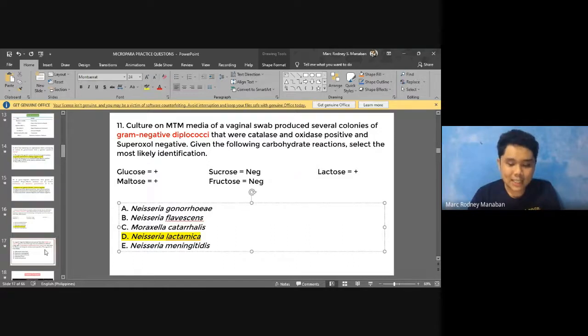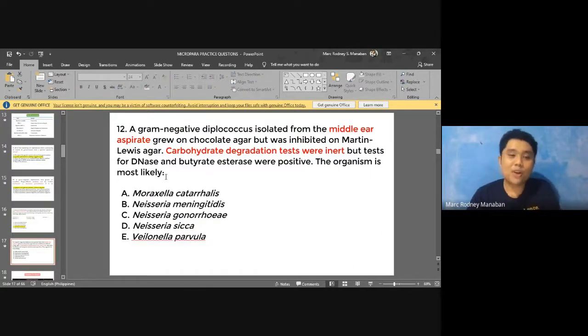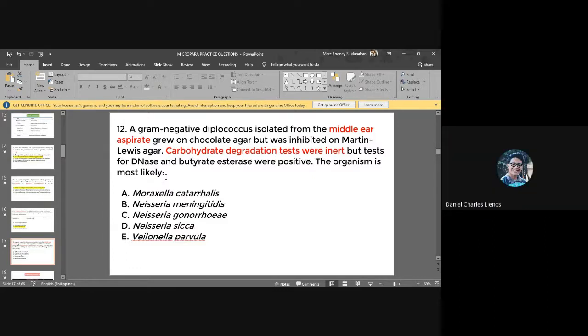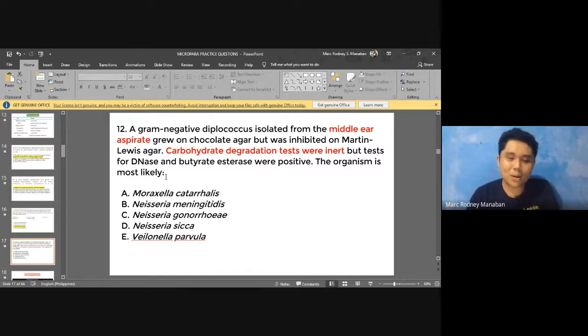Okay? Alright. Next, culture from a middle ear aspirate. So it comes from the middle ear. When you aspirate the middle ear, there may be an infection or inflammation in the middle ear. What do we call a middle ear infection? Otitis media. Which organisms can cause that? You have Strep pneumoniae, the most common. Haemophilus influenzae, second. And the third is Moraxella. Of the three I mentioned, the only gram-negative diplococcus is Moraxella.